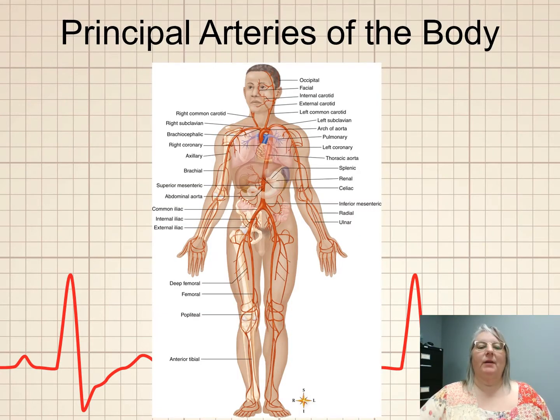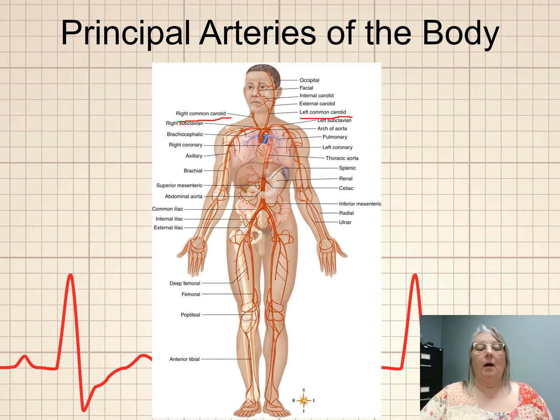This is the arteries that are in your body. The ones that I really am going to stress for you are the right and left carotid. And why would we want to stress those? Well, where do you think you're going to take a pulse if you're doing CPR? It's usually the strongest pulse because it's the closest to the heart.